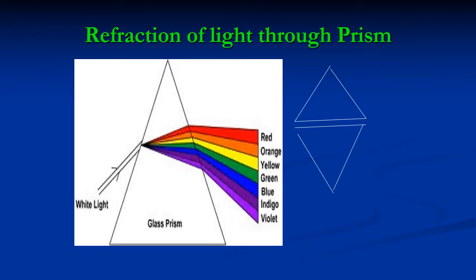This is the refraction of light through a prism. When white light comes in contact with the prism, it separates into all 7 colors. That is a waveform, so according to the wavelength, the light separates. When prisms are attached base to base, they form a convex lens, and when apex to apex, they form a concave lens. That we will discuss in the next part.